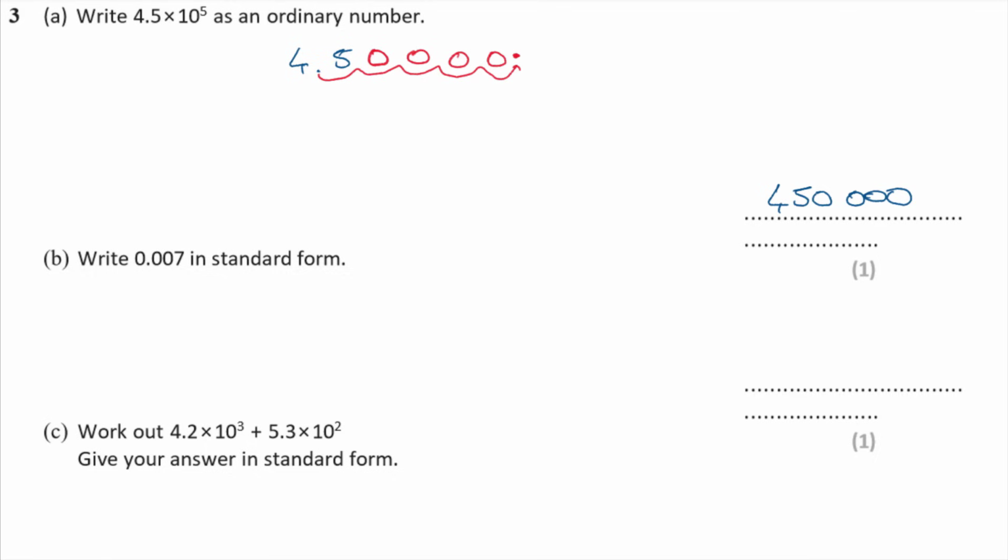Right, 0.007 in standard form. The way I do this, I just do 7 times 10 and then I count the number of zeros I can see. So I can see 1, 2, 3 there, so it's going to be 10 to the minus 3. Okay, so 7 times 10 to the minus 3.